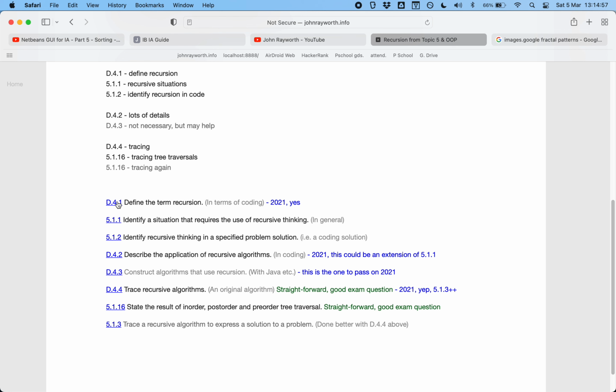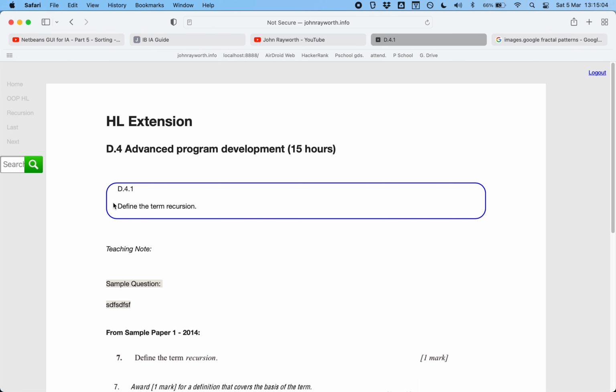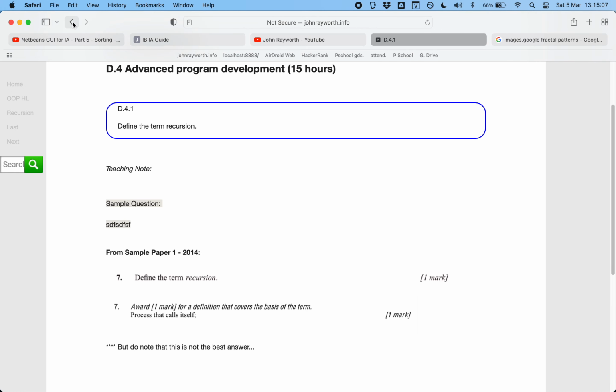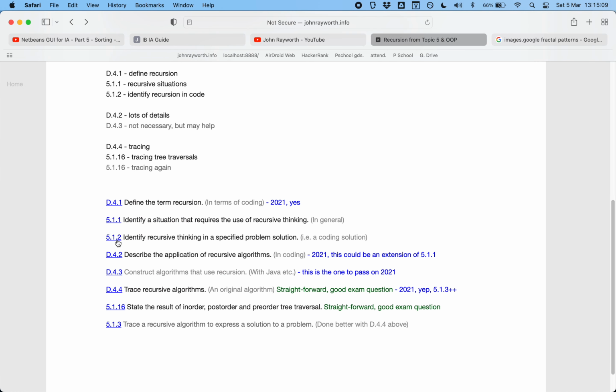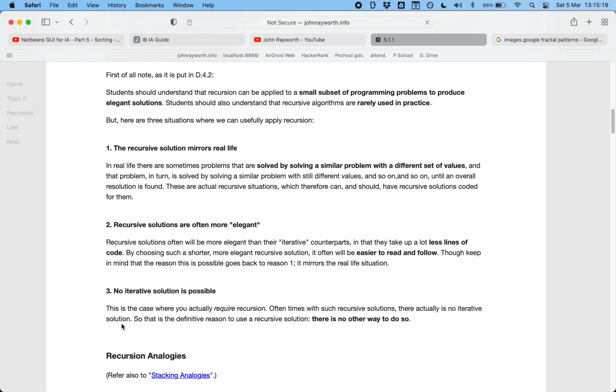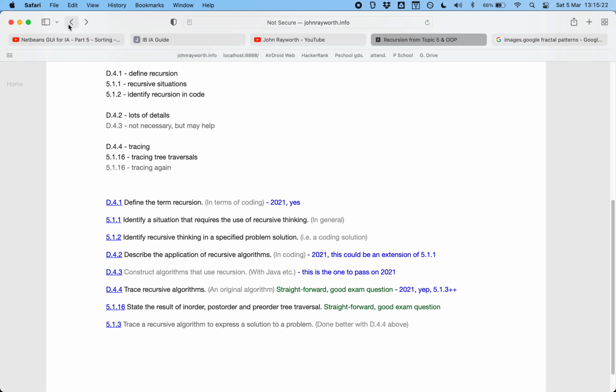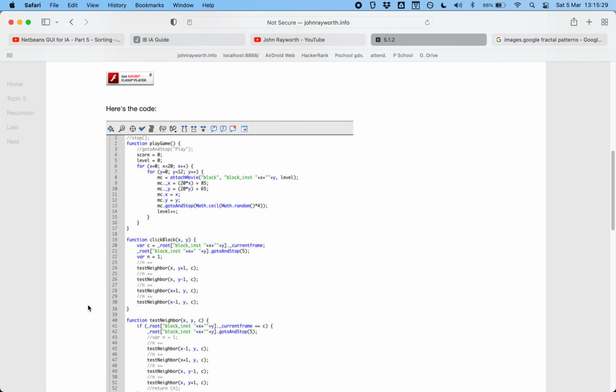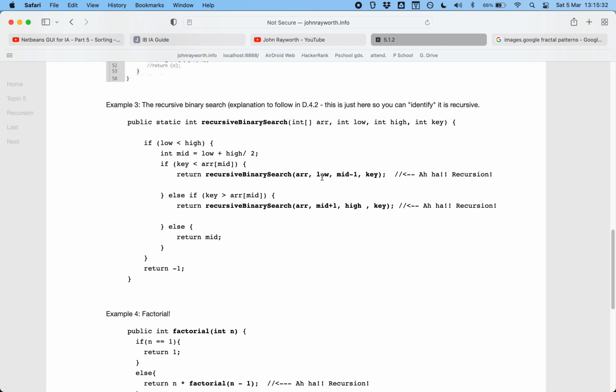But define recursion, I'll click on them. Here we go. Define recursion: a method calling other instances of itself. It's just a definition. 5.1.1, identify situations that require the use of recursive thinking. Basically, I'm saying there are 3 situations. I won't even read them, but here they are. Point 2 is identify recursive thinking in a specified problem. That's where you're saying, aha, here it is, recursion.